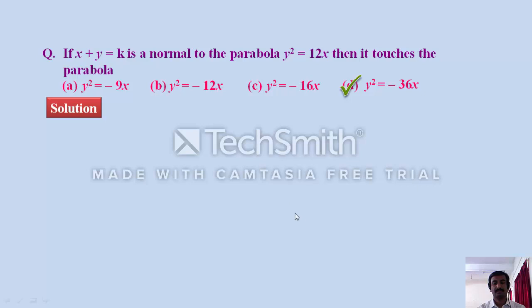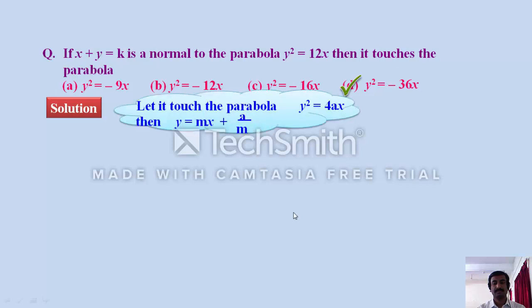Now we go again with the next condition. Let it touch the parabola y square equal to 4ax. If it is touching the parabola y square equal to 4ax, then the condition you know very well, that is c equal to a by m. This is replaced by a by m here.